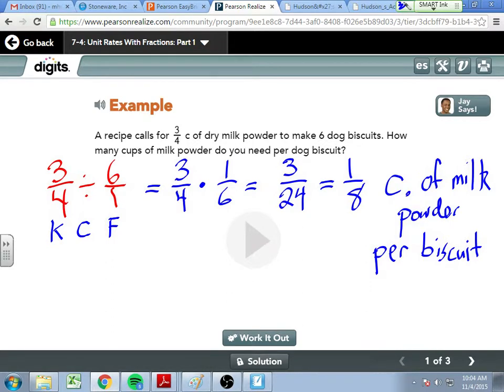So if I have 1 cup, like that's all I have left, how many biscuits can I make? Olivia? If I use 1/8 of a cup per biscuit. 8. Because each biscuit uses 1/8. If I have a full cup, that'll make me 8 biscuits.